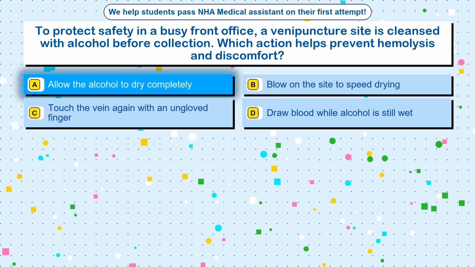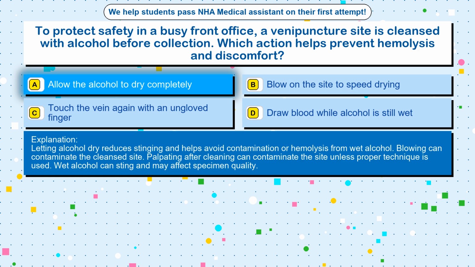Allow the alcohol to dry completely. Letting alcohol dry reduces stinging and helps avoid contamination or hemolysis from wet alcohol. Blowing can contaminate the cleansed site. Palpating after cleaning can contaminate the site unless proper technique is used. Wet alcohol can sting and may affect specimen quality.